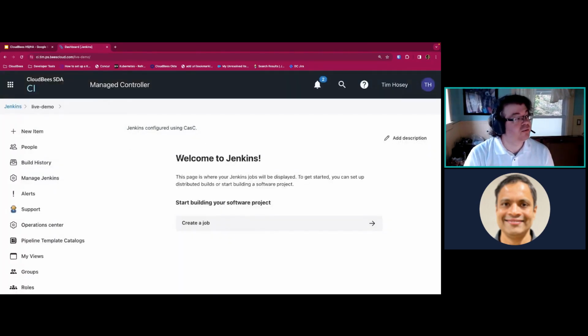So if we go to live demo, we should see a controller dashboard, which we do. So as you can see, Jenkins configured using Cask, and we are on live demo, the one we just spun up. So it is now available.